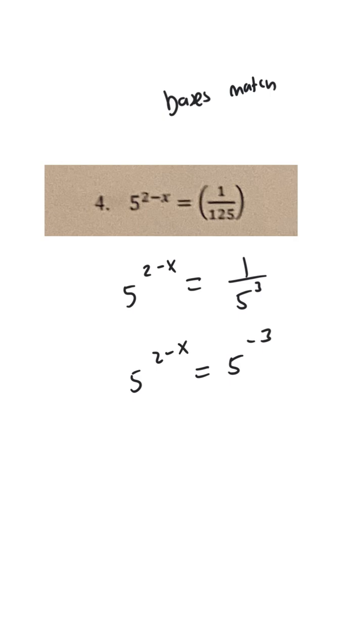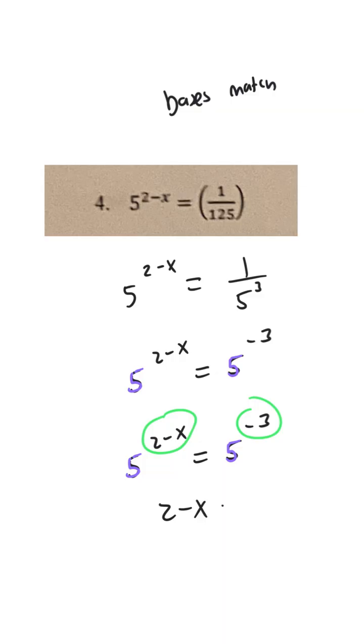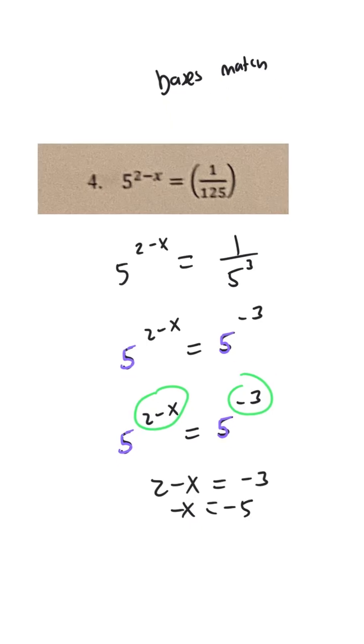And once the bases match, you can then sort of ignore the bases themselves and recognize that the exponents really just equal each other. So that should equal that. And therefore, 2 minus x equals -3. We'll leave the negative x on the left, and -3 minus 2 is -5, so x equals 5.